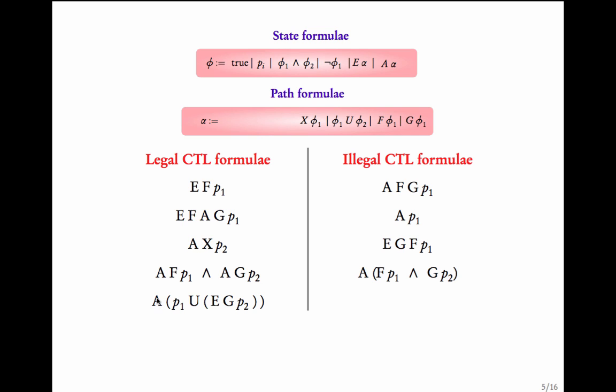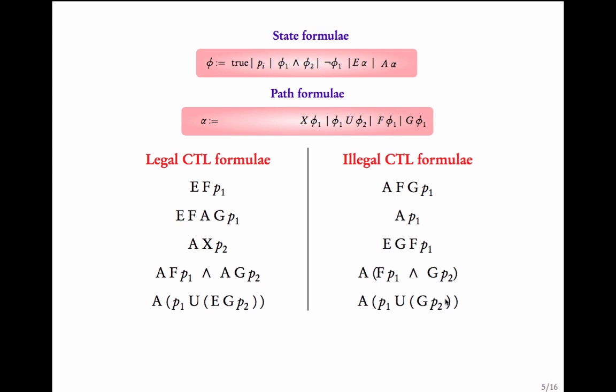If you see, this A is associated with this U. When you do A of alpha, alpha is phi 1 until phi 2. So this until is associated with this A. Similarly, this was a state formula E alpha where E is associated with G.